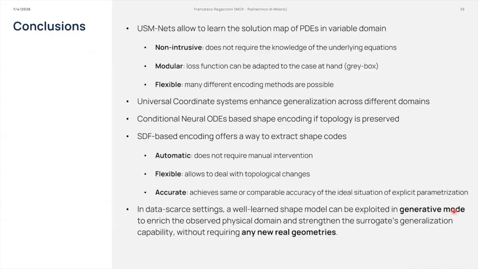So in conclusion, we presented SI-SM, that is surrogate models shape informed, that is non-intrusive, it is modular, it allows to change in a modular way the loss function.